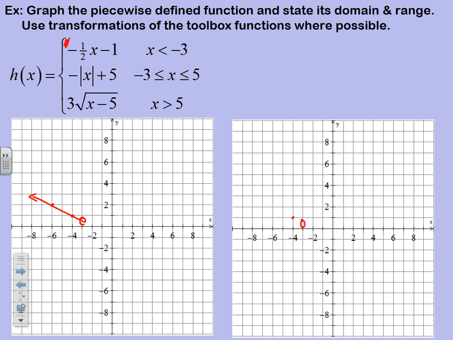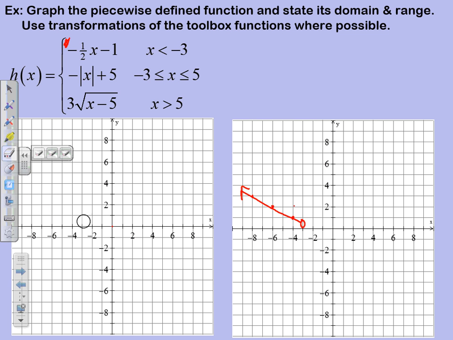So let's see. Here I have a point up 1 over 2, up 1 over 2, so we would go like that. And it is continuous because it says it is less than -3. Okay? And so now let's go ahead and go to the next portion. Let me clear this off so we can have a clean graph to work with.